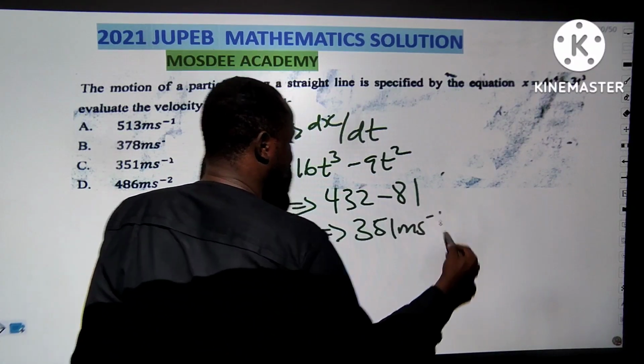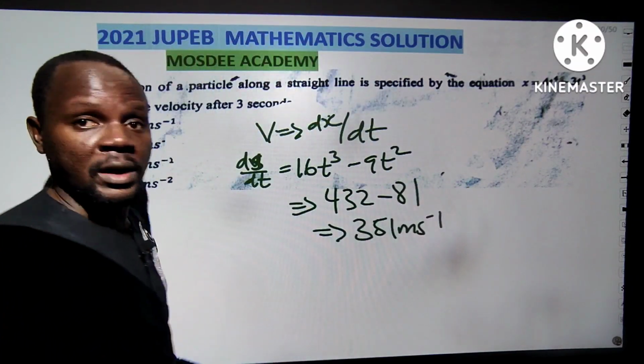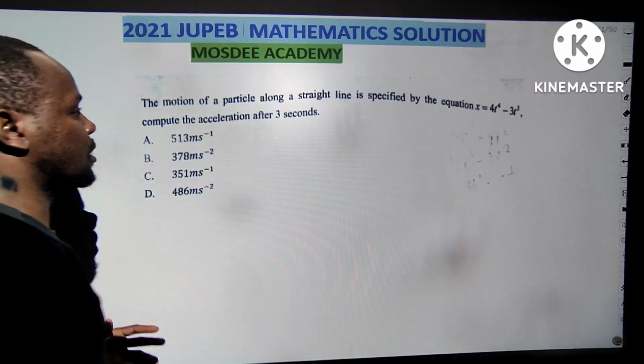meters per second. So I will not be doing the physics, to be honest. I'll be jumping some of it because I can see that you guys are very strong in physics. So let's see the next one.